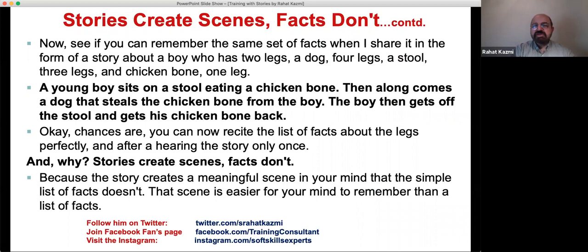Guys, if I tell you the same story that lady just told me, I'm sure you can remember who it was. The story is about a boy. Of course, the boy has two legs. He's sitting on a stool, which has three legs, and eating a chicken leg, a chicken bone leg. And a four-legged dog comes and takes the chicken leg from him. And the boy gets up from the three-legged stool, and takes the leg back.